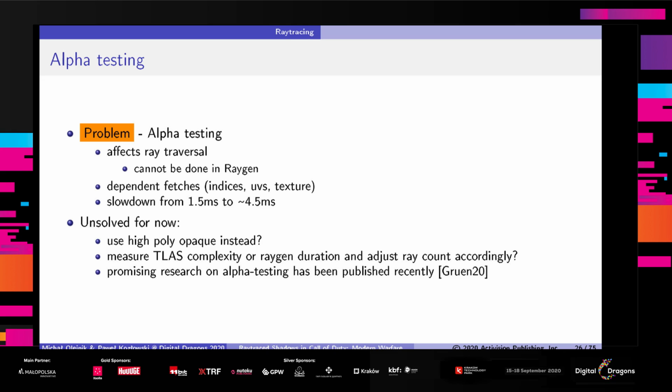We had some ideas how to work around this problem, but those ideas never made it past the prototyping stage. One of them was to detect if a given TLAS has any alpha tested geometry and lower the effective ray count accordingly. Another idea was to adjust ray count based on the previous frame's ray generation execution time. Fortunately, since we shipped, some promising research on potential alpha testing hardware support has been published.